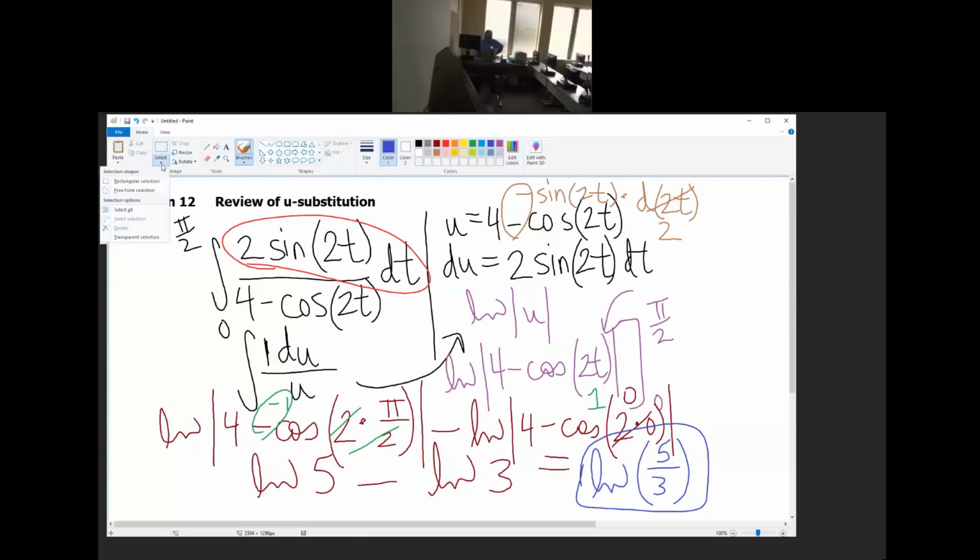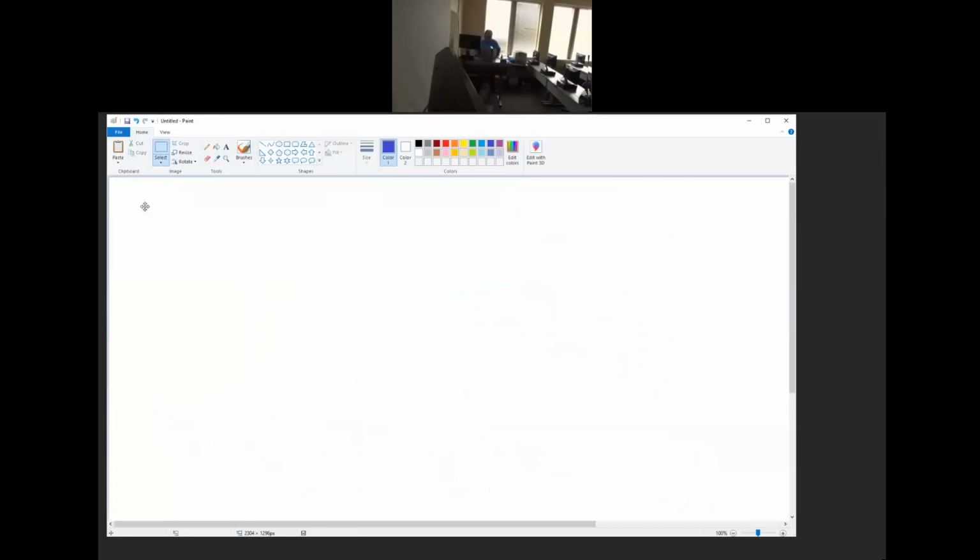All right, let's look at another u substitution problem. The integral going from 1 to 3 of 5 times in parentheses natural log of x, and that's raised to the 4th power all over x.